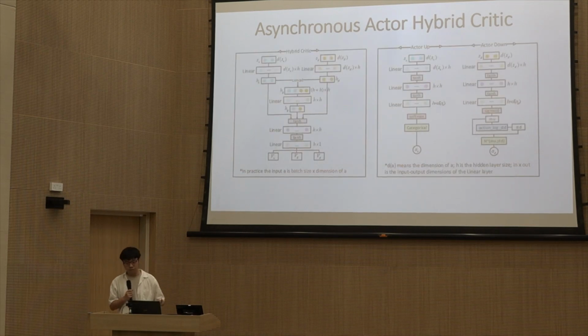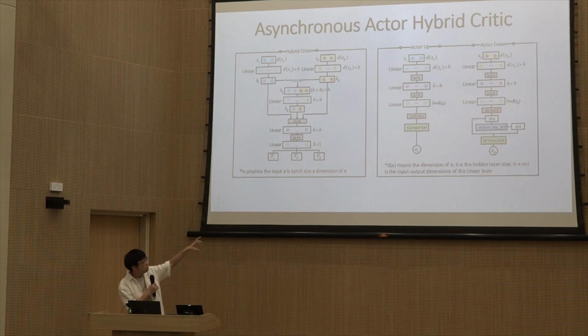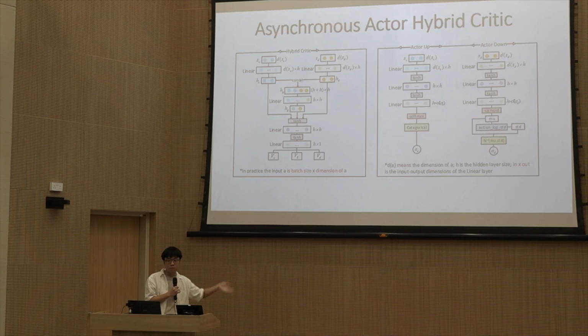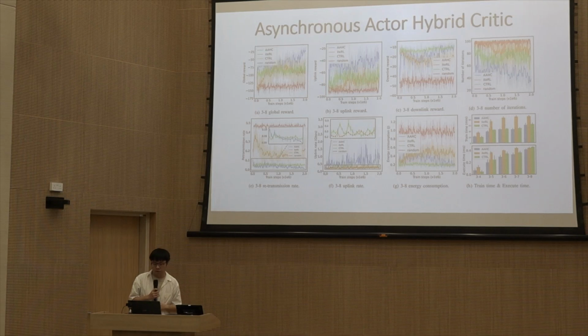So here is a real implementation of the neural networks, of the three-part networks. You can see that for these two actors, we use different action distributions in the bottom layers, and we have also conducted many experiments on it. Among almost all metrics, the AHC has remarkable performance, especially for the retransmission rate. We can see that the AHC has the lowest retransmission rate, which means that it does have a global view of the whole system, which helps it to obtain this lowest retransmission rate.